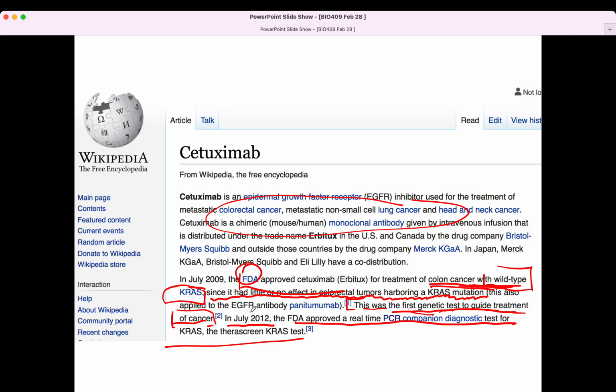Somebody's got this EGF mutation, truncating mutation that's creating this ERB-like out-of-control oncogene. Well, you could treat that with this cetuximab. It could help, but only if the patient has wild-type RAS. Okay, so really, really significant.